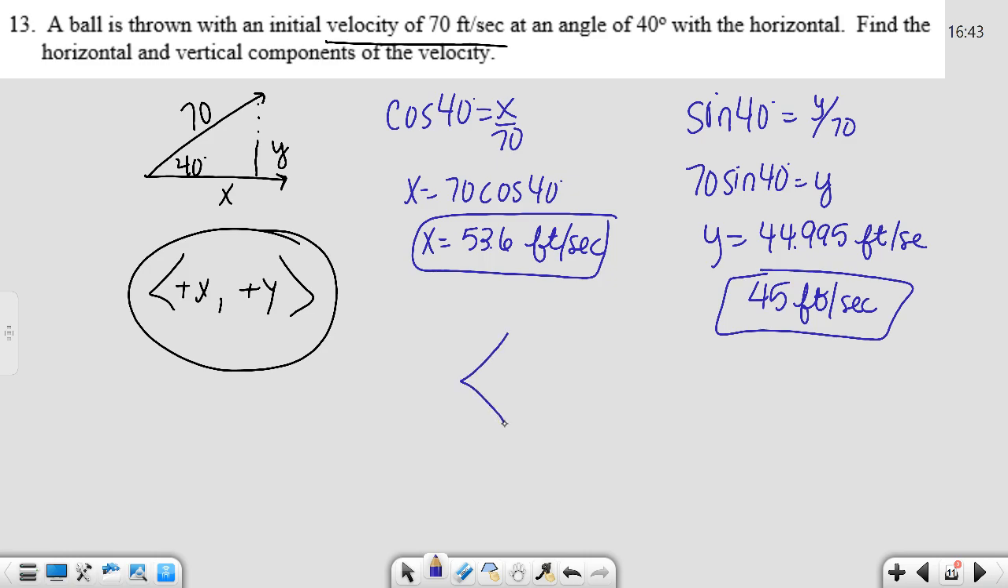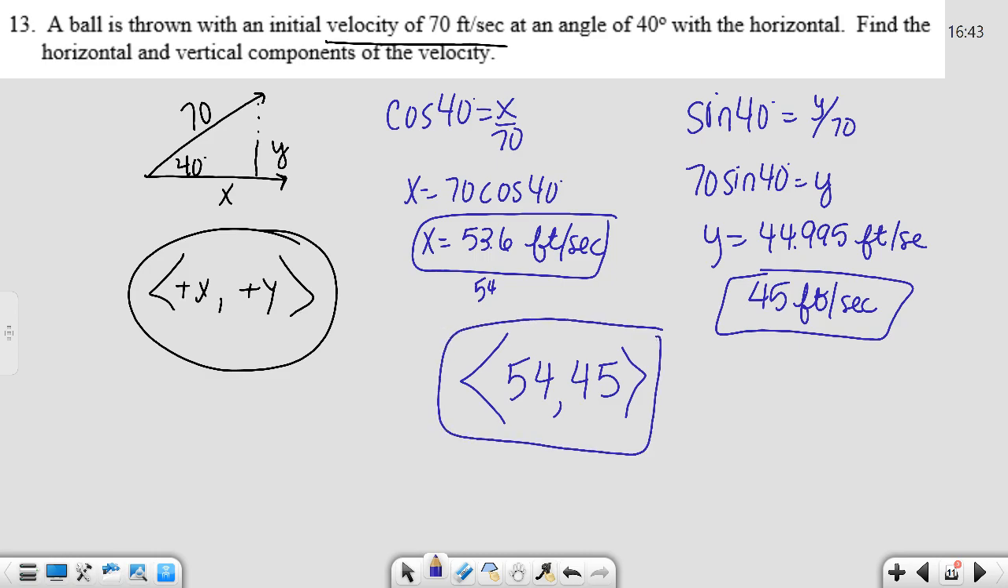If you put it in component form, and if you wanted, you could round the 53.6. You'd have approximately 54 for the horizontal and 45 for the vertical. Again, those have been rounded, so just read the directions for exactly how we want it rounded.